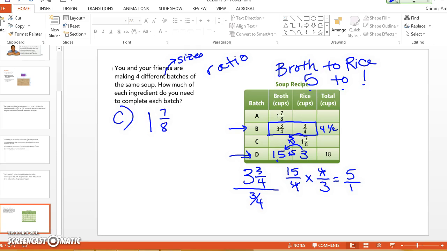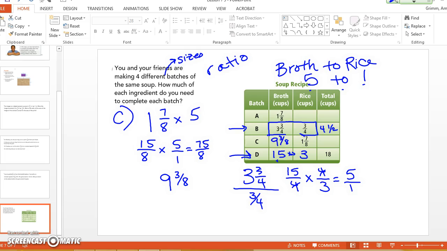Okay, 1 7/8 times 5. That's all we have to do, and now we're going to get our broth. So let's see, what is that? 15 over 8 times 5 over 1. Cannot cross reduce. So that's 75 over 8. And how many times is 8 going into 75? 9 times, with how many left over? 3. So 9 and 3/8.